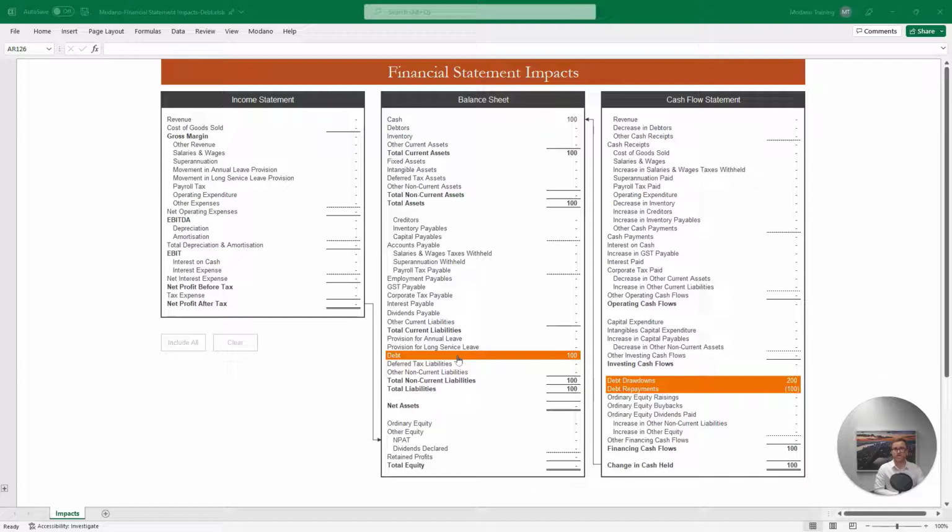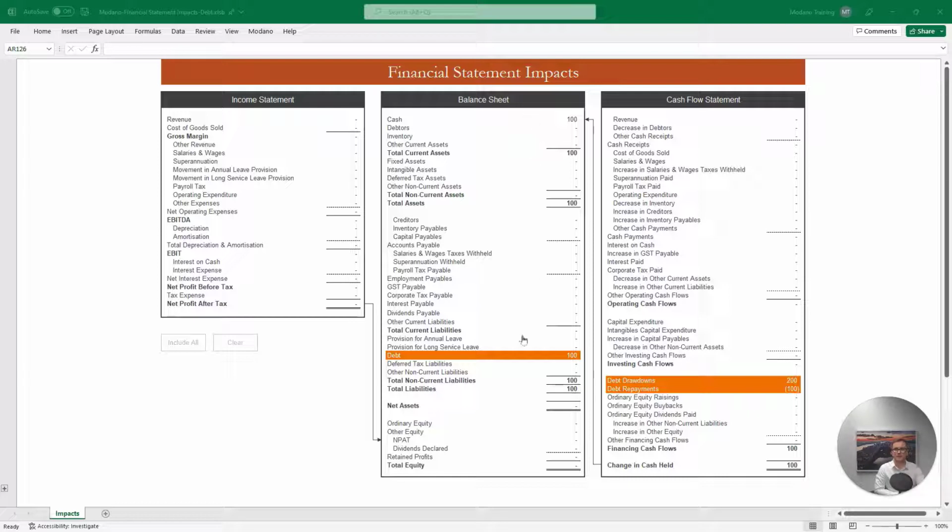Now, it's important to note that these balances do not affect the profitability of a business. The drawdowns and repayments of debt are included within the financing section of the cash flow statement, with the net movement changing the change in cash held and therefore change in cash at bank. In this example, with the drawdown of 200 and a repayment of 100, we have a net change in cash held of 100, increasing cash at bank by 100.